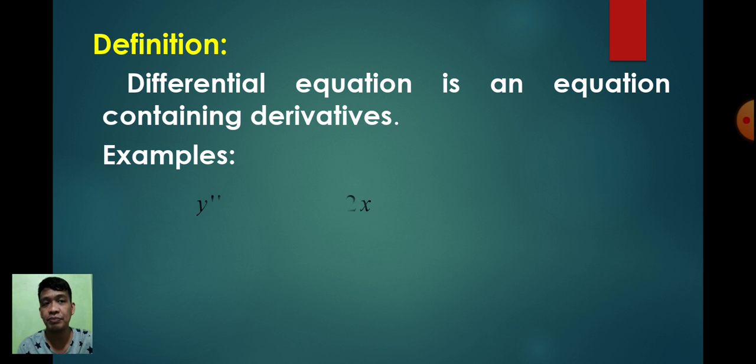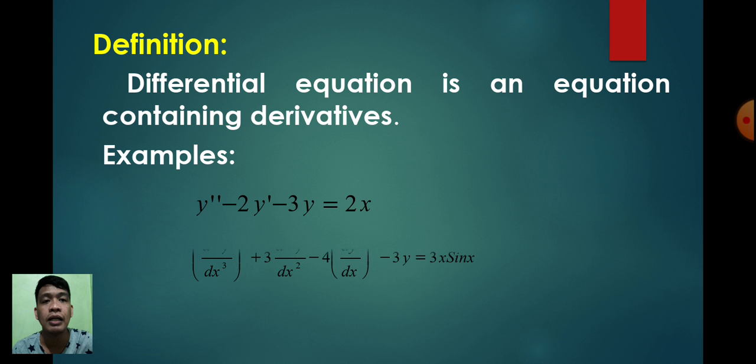So, here are the examples. Y double prime minus 2y prime minus 3y is equal to 2x. As you can see, meron tayong y double prime, that is second derivative of y with respect to x, minus 2 derivative of y with respect to x minus 3y is equal to 2x. So, that is a differential equation because it contains derivatives. Another one is the third derivative of y with respect to x raised to the third power plus second derivative of y with respect to x minus 4 derivative of y with respect to x to the fifth minus 3y is equal to 3x sine x. So, that is also a differential equation because it contains derivative.